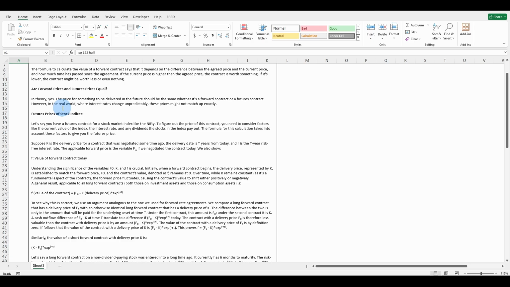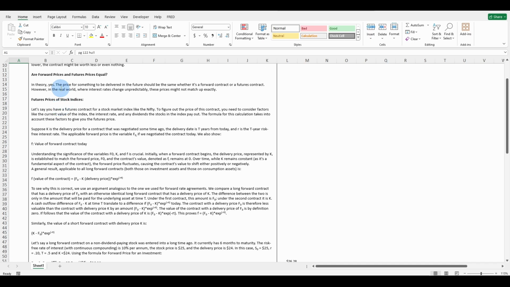Are forward prices and futures prices equal? In theory, yes. The price for something to be delivered in the future should be the same, whether it's a forward contract or a futures contract. However, in the real world where interest rates change unpredictably, these prices might not match up exactly.